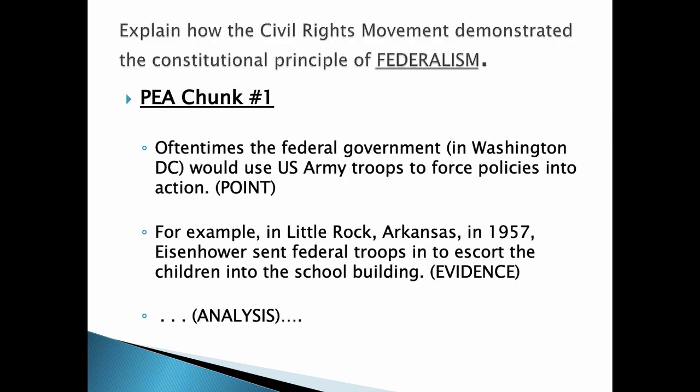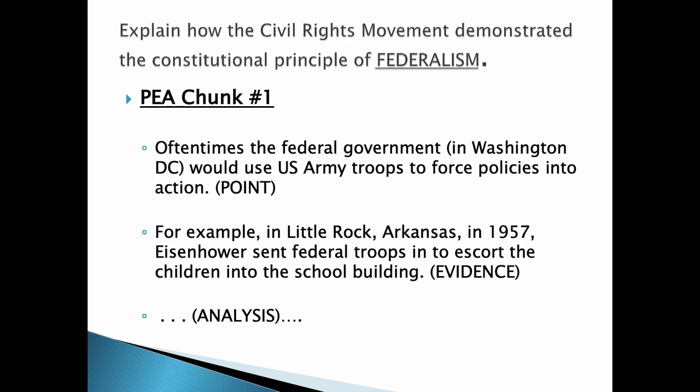So for example, explain how the civil rights movement demonstrated the constitutional principle of federalism. So maybe our point would be, oftentimes the federal government would use U.S. Army troops to force policies into action. Okay, we are saying that this is something that the civil rights movement did. For example, in Little Rock, Arkansas in 1957, Eisenhower sent federal troops in to escort the children into the school building. That is a paraphrase. It is evidence of the federal government sending in troops to enforce policy.